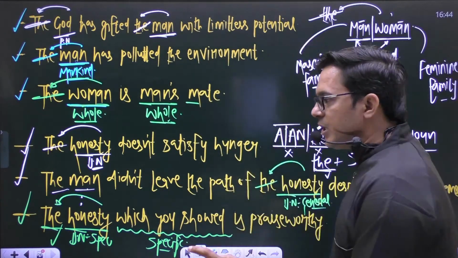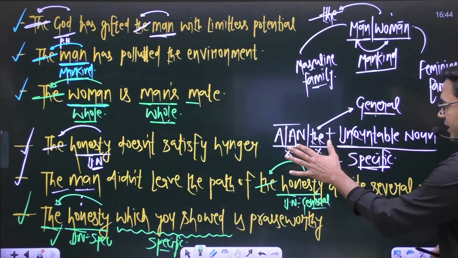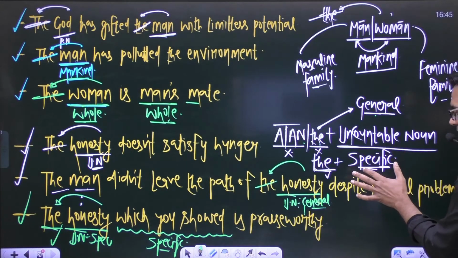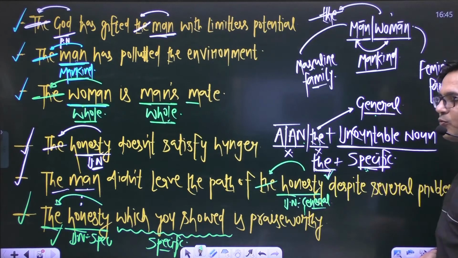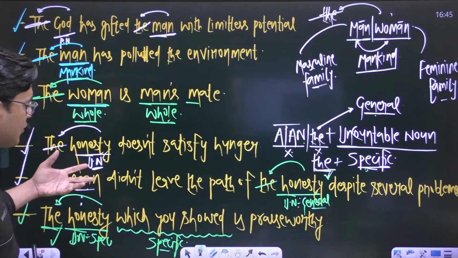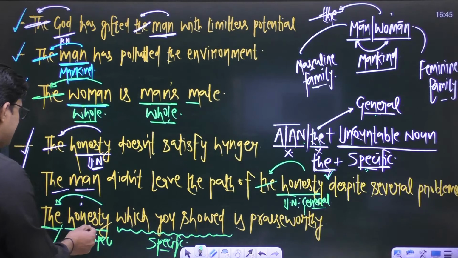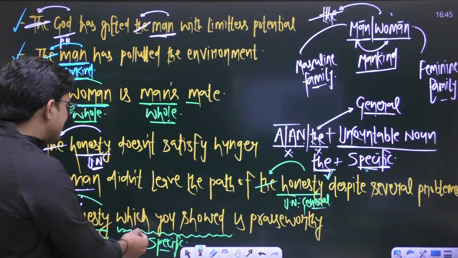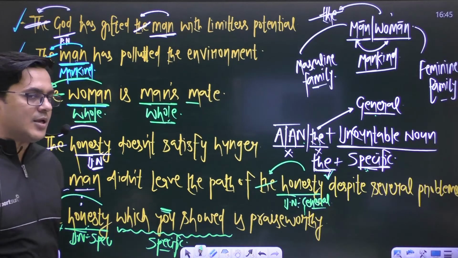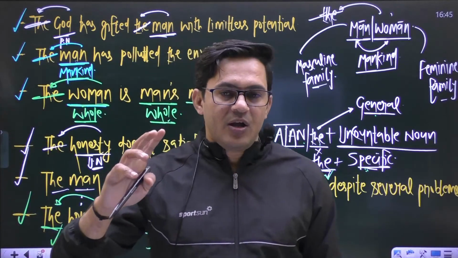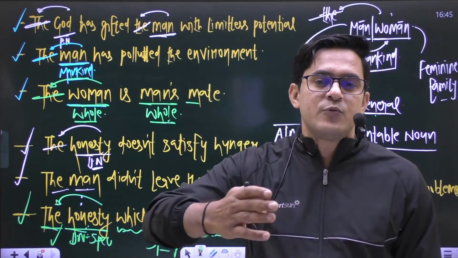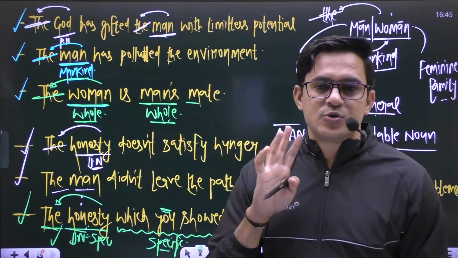Whenever you use an uncountable noun in a general sense, we don't use the article an, we don't use the article the. But whenever you use an uncountable noun in a specific sense, in that particular situation, we can use the article the before uncountable nouns. So this is the concept. If you apply it in the sentence, you will find this honesty is specific because it says the honesty which you showed, meaning any specific person showed it, right? For example, the humanity which Mother Teresa showed is praiseworthy, that is also okay. The humanity which Mahatma Gandhi showed is praiseworthy, this is also fine, right?